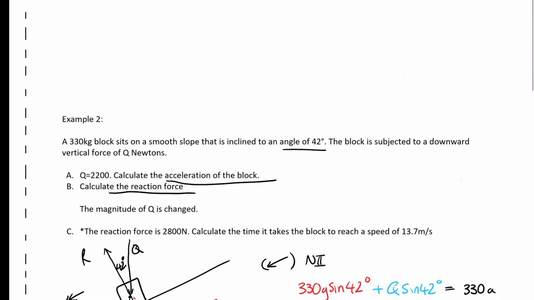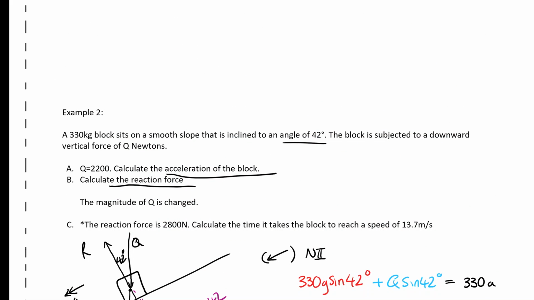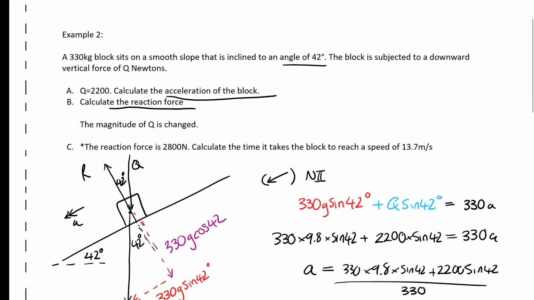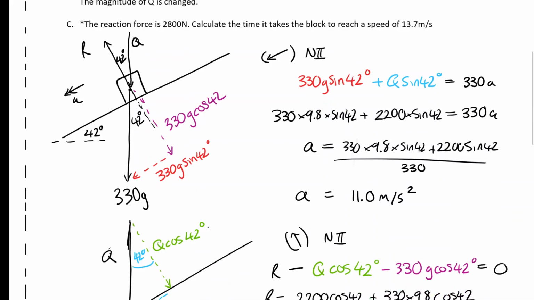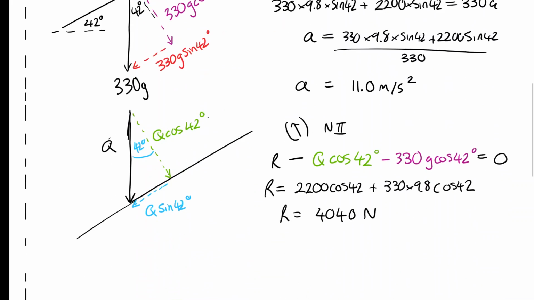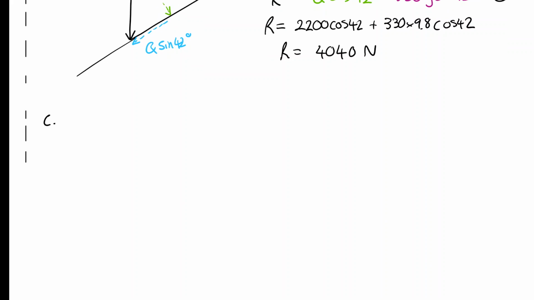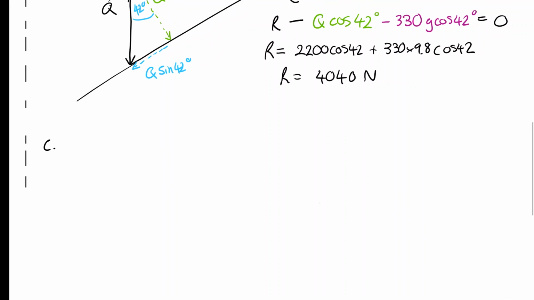Okay. Then the question changes. The magnitude of Q is changed. It could be larger, it could be smaller, but it still acts in the same direction. So part C, the reaction force is 2,800 newtons. Calculate the time it takes the block to reach a speed of 13.7 meters per second. Okay. So part C, calculate the time it takes.